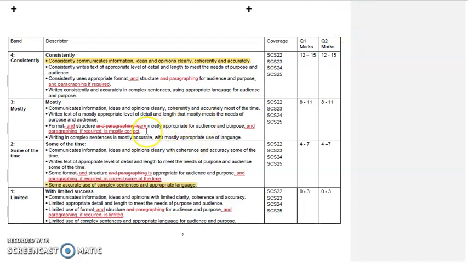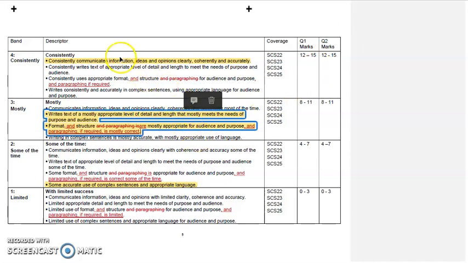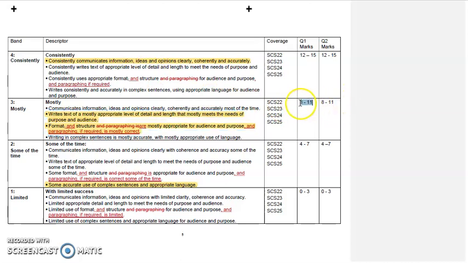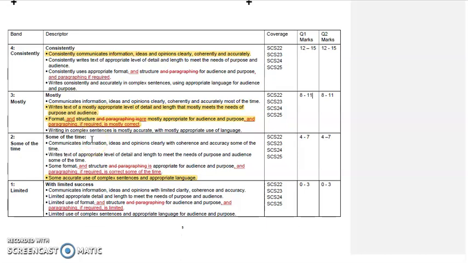And the other two here, so they're paragraphing well, and they're writing text at a mostly appropriate level of detail, so they're including the right amount of detail most of the time. So if someone looked like this, what we'd do is work out their score would be roughly in the middle somewhere, so they'd be getting 8 to 11 marks. Okay, so that's broadly how this is worked out. So they look at the bullet points here, and we work out roughly where you are for each of those key bullet points. And there are going to be some mark schemes attached in the Moodle for you to have a closer look at.